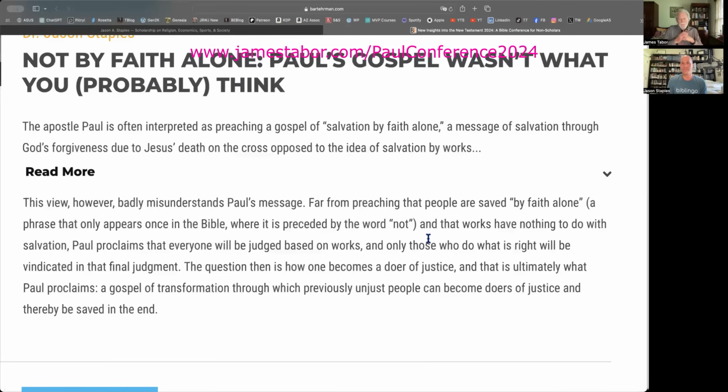That God just overlooks your sins. Rather, Paul preaches a gospel that's all about transformation and people becoming actual doers of justice. And then when you stand before God in the judgment, if you have become a doer of justice by the power of the Holy Spirit, then you will be judged justly. And so that's going to be the focus of the presentation.